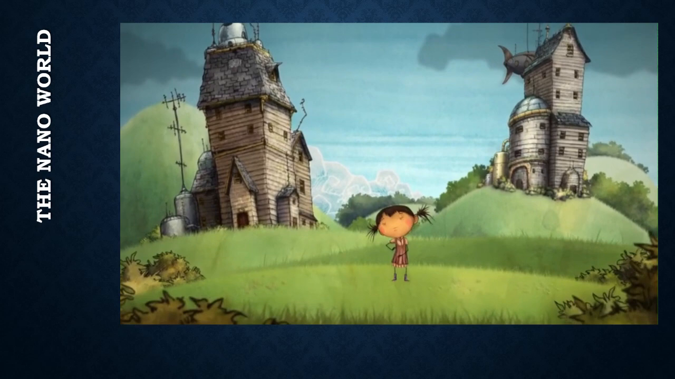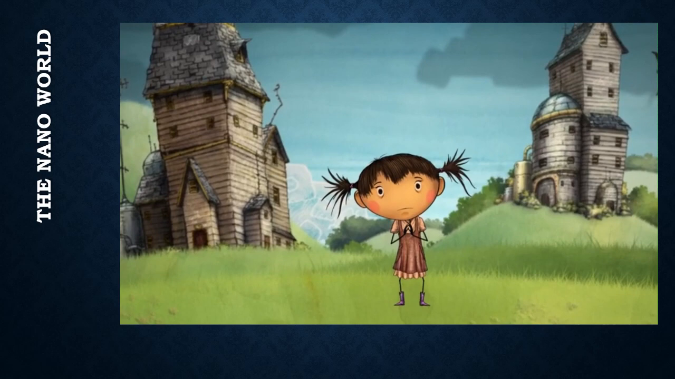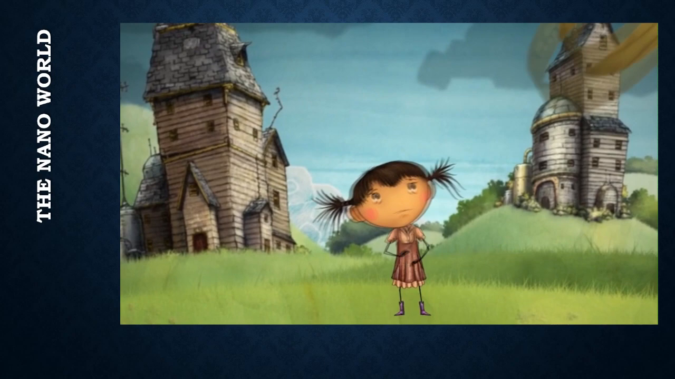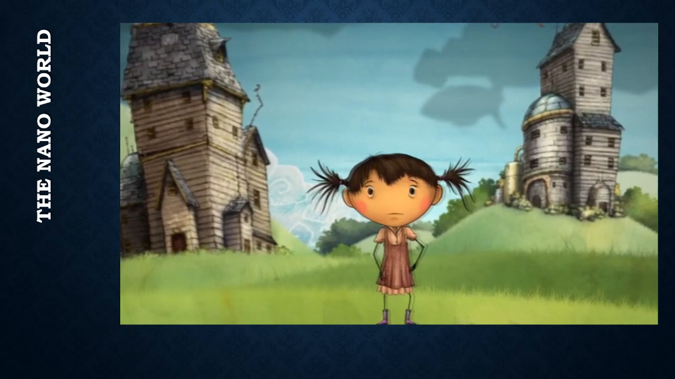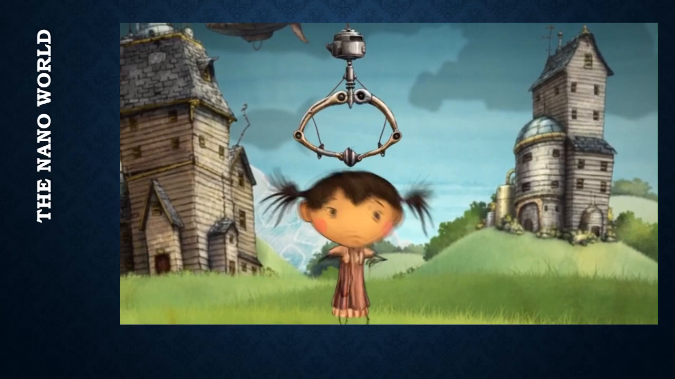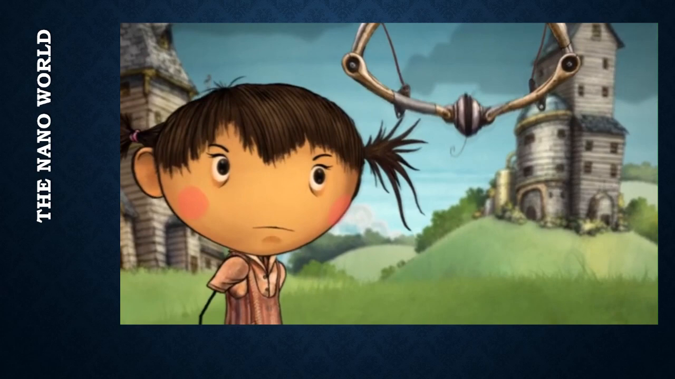Hey, do you know what nano means? It means small, very small. It is a million times smaller than the smallest measure on a ruler. If you want to get an idea of how small a nanometer really is, you'll need to take a piece of hair from your head. Go on, it won't hurt. Got it. Now take a good close look at that strand of hair. Not much to look at, is it?